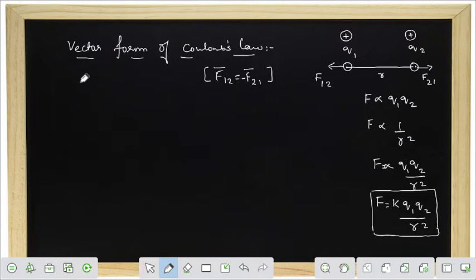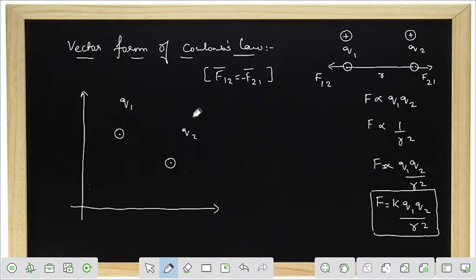Whenever we are talking in terms of vectors, obviously force is a vector quantity, and we have to understand its direction as well when two charges are given. So let us assume we have a coordinate axis, and two charges are placed at two different locations. Let's say this is charge q1 and this is charge q2, and I am assuming those two charges to be positive. Now if those two charges are positive, they repel each other.